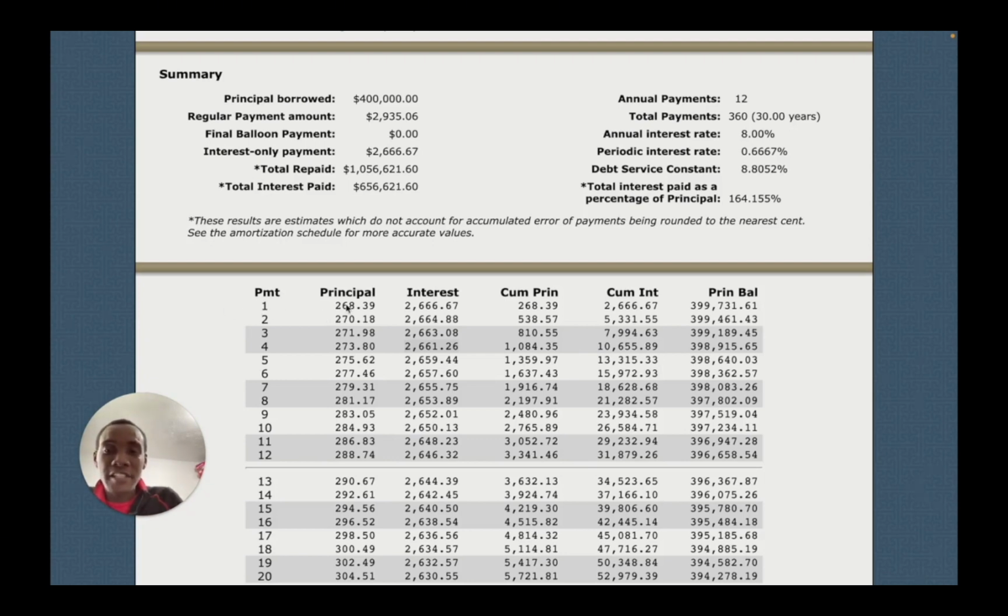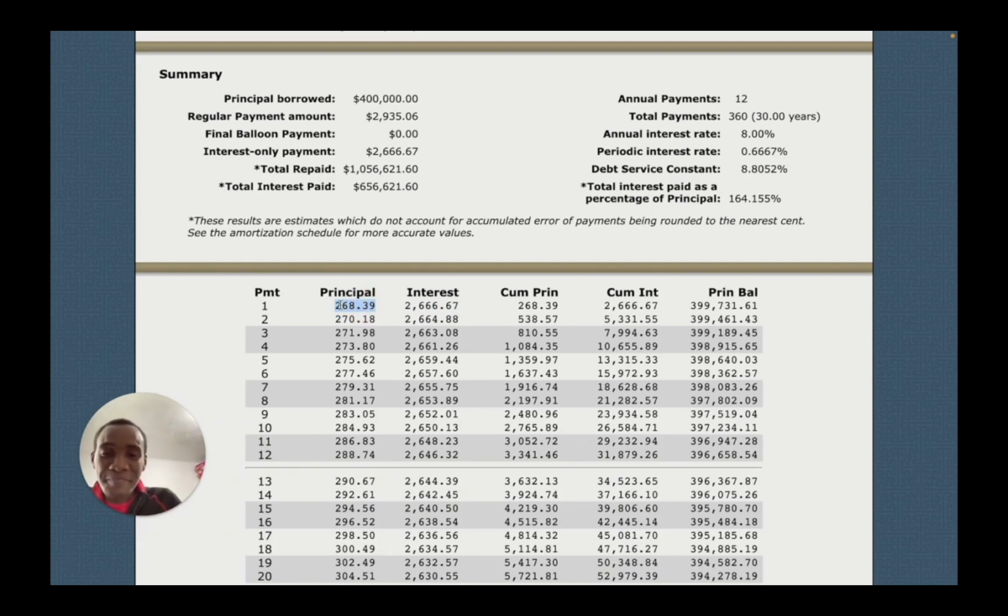So let's take a look. Let's say we make our first payment on line number 1. All right, I want you to follow closely. We make our first payment on line number 1, and our first payment would be just over $2,900, as you see here. Look at how much is going to interest. You see, we have over $2,600 that is going to interest. But then look at how much is going to principal. Just a small amount is going to principal.